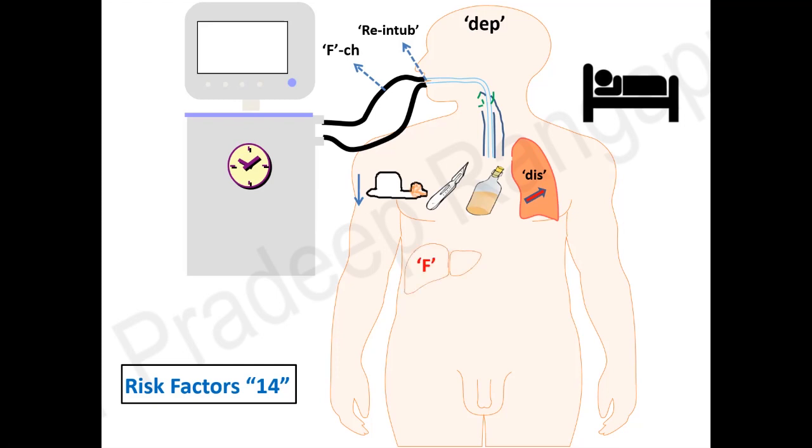Someone with end-stage liver failure or liver dysfunction is at a higher risk for VAP. Uncontrolled diabetes also constitutes an important risk factor. And someone with CKD or acute kidney injury, or anyone with kidney dysfunction, is also at risk of developing VAP. So I've put this in a pictorial format. Just remember this picture and you would remember all those 14 risk factors.